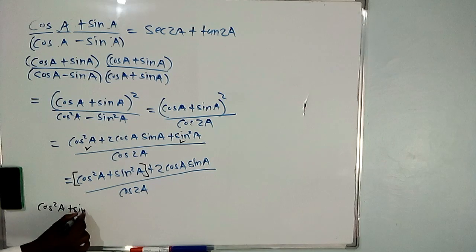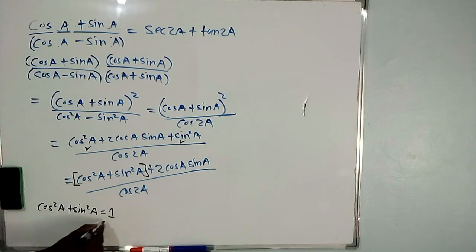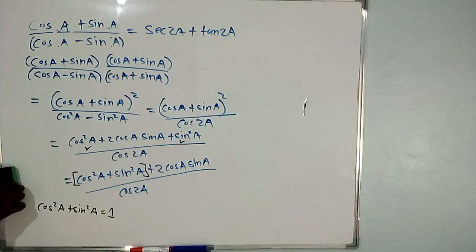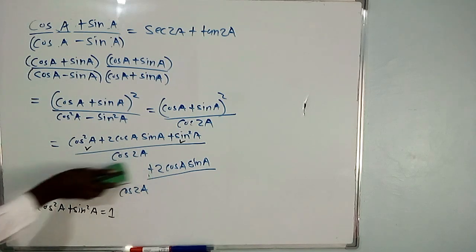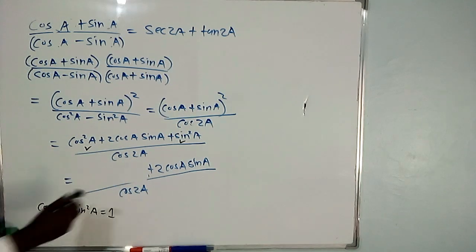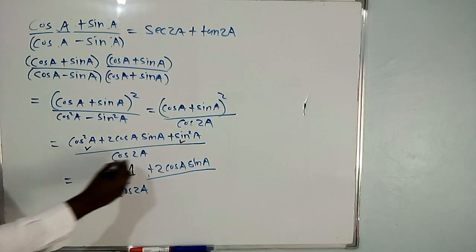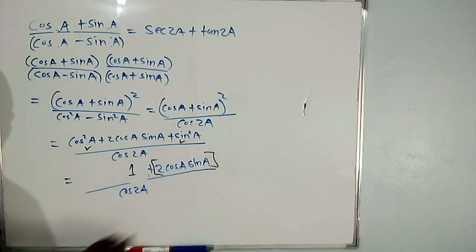So we have here cos squared A plus sin squared A is equivalent to what? Is equivalent to 1, isn't it? So in the numerator we have 1 plus 2 cos A sin A, which is the same as 2 sin A cos A, all over cos 2A. Then you ask yourself, what is 2 sin A cos A? That is a sine double angle, isn't it? Are you seeing that? That is a sine double.